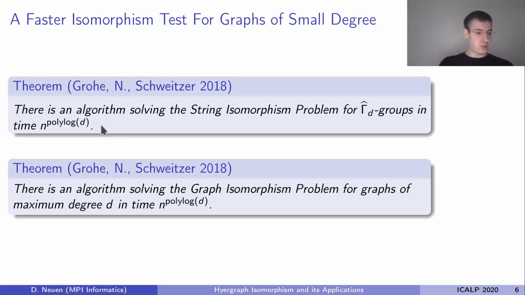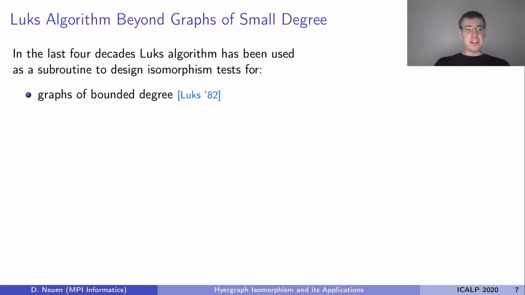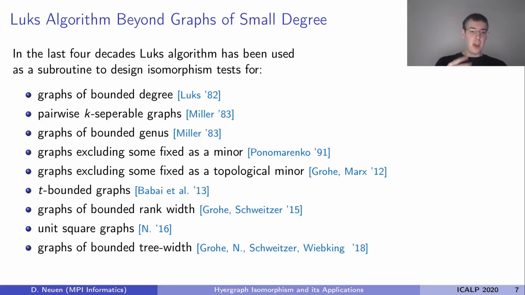Okay, so to now explore this question, let's start by having a look where Luks's algorithm is actually used as a subroutine. And it turns out there are actually quite a number of isomorphism tests. So here I have listed a couple of examples. I don't want to really go into the list in detail, but let me just point out a few results.